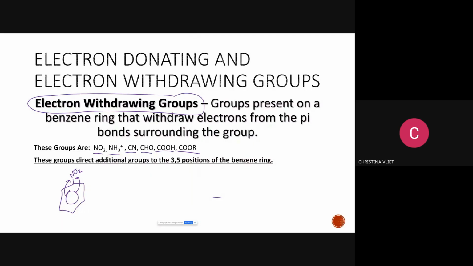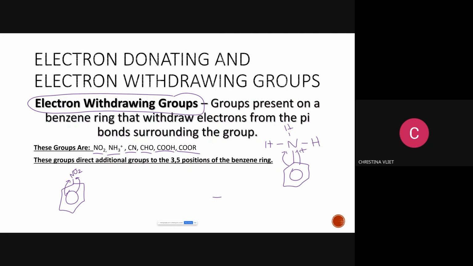NH3 plus is an interesting one to me because NH2 is electron donating, but NH3 plus is electron withdrawing. The reasoning is that there's no lone pair to be donated in NH3 plus because everything is bonded. So you've still got that electronegative atom pulling the electrons out, but nothing donating in. That's why NH3 plus is electron withdrawing.